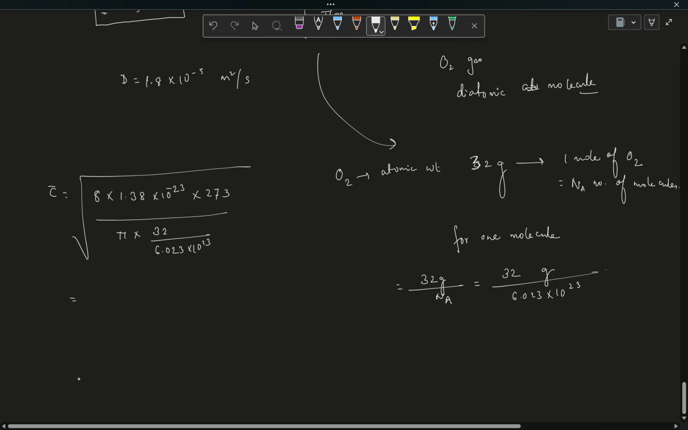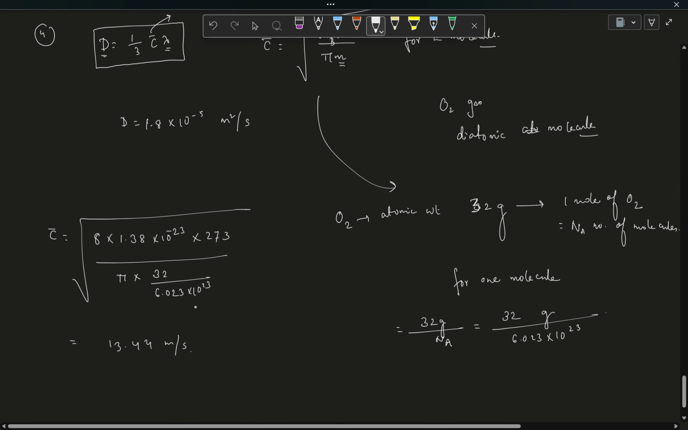So you have the numerator, you have 8 into 1.38 into 10 to the power minus 23 into 273 into 6.023 into 10 to the power 23, right? And then you have 1 divided by pi into 32, and the whole thing is under square root. So then it is giving you almost 13.444 meter per second. This is the average velocity.